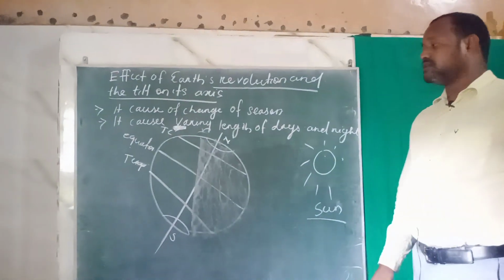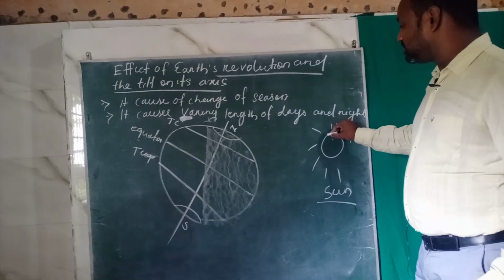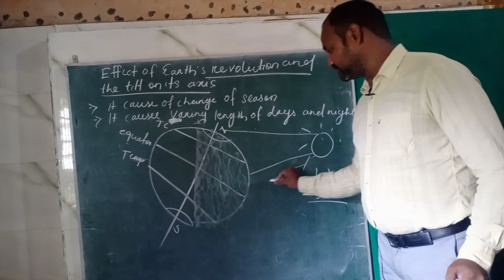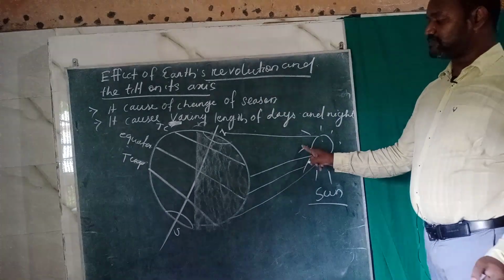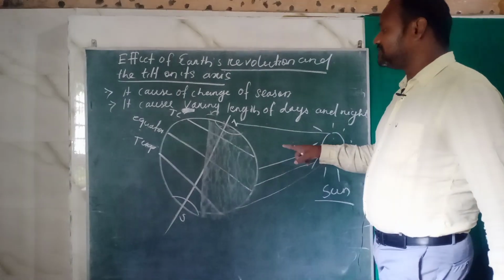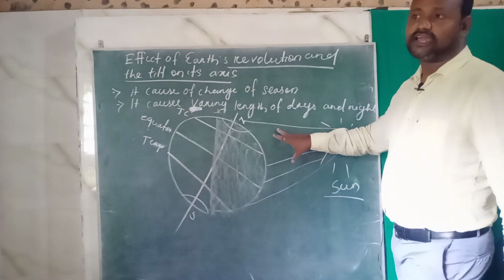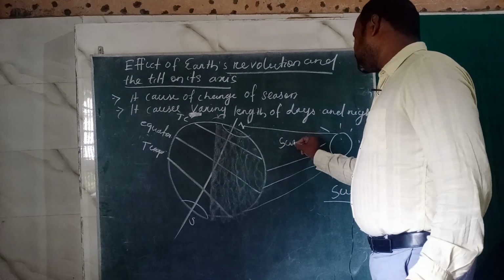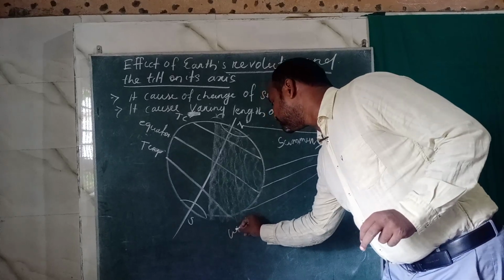Yes or no? So from this diagram, what did we understand? We understood that now the northern hemisphere is getting the direct sun rays, yes or no, and the southern hemisphere is getting the slanting rays. You can easily understand this from the diagram. In this case, the northern hemisphere gets more sunlight for a long period of time. So here we have summer, whereas in the southern hemisphere we have winter.